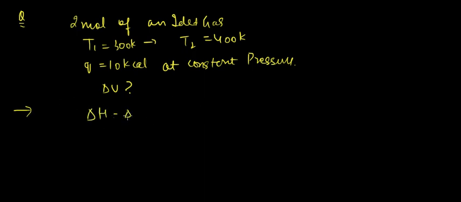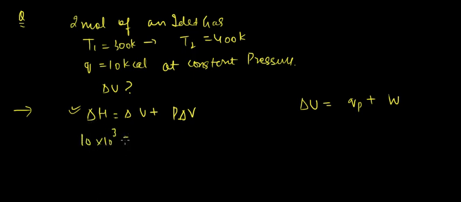We know that delta H would be equal to delta U plus delta PV, or rather it is the heat exchange at constant pressure, so we can write it as P delta V. Another way is delta U is equal to Q at constant pressure plus W. Why can we write it like this? Because heat exchange at constant pressure is equal to change in enthalpy, so we can write it as 10 into 10 to the power 3 calories, which is 10 kilocalorie. We are just converting it into calories, so it would be delta U plus P delta V.